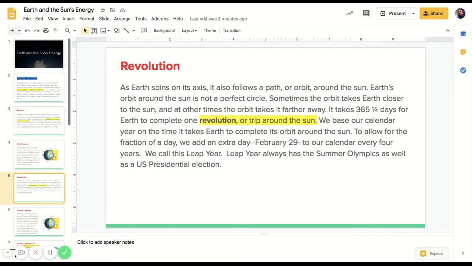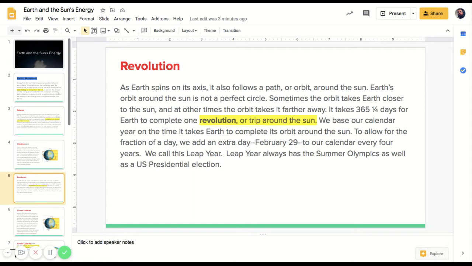Revolution. As Earth spins on its axis, it also follows a path, or orbit, around the sun. Earth's orbit around the sun is not a perfect circle. Sometimes the orbit takes Earth closer to the sun, and at other times the orbit takes it farther away. It takes 365 and 1/4 days for the Earth to complete one revolution, or trip around the sun. We base our calendar year on the time it takes Earth to complete its orbit around the sun.